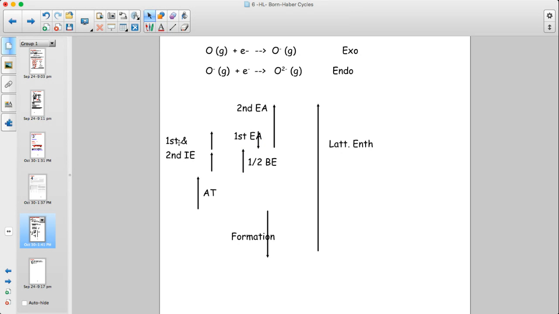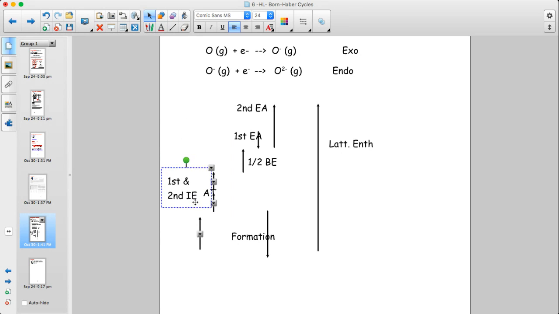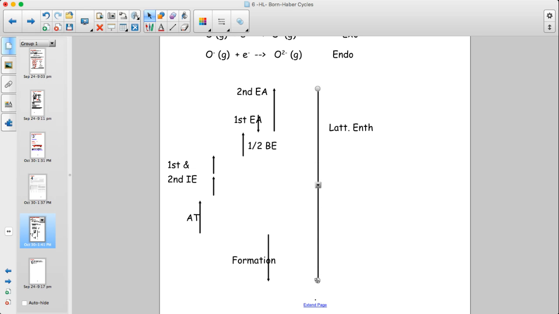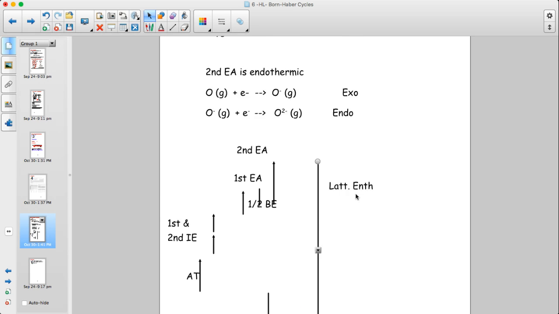I'm going to pull these down to have it make a little more sense how it's shown. And there it would be, the very complicated Born-Haber cycle that would involve ions that are 2+ and 1-. Atomization, first and second ionization energy makes the 2+ ion here. And then half bond enthalpy, first electron affinity, second electron affinity to get you up there. And then the reverse of the lattice enthalpy brings you down all the way to the ionic compound at the end. Okay, so that's sort of extreme.